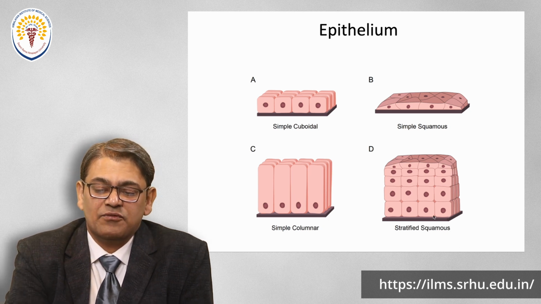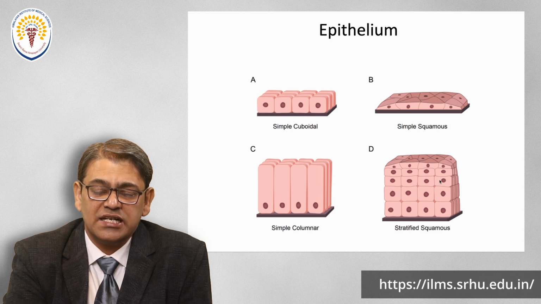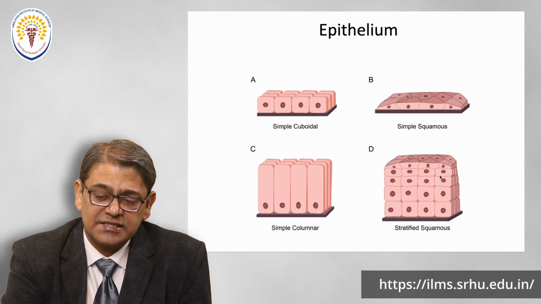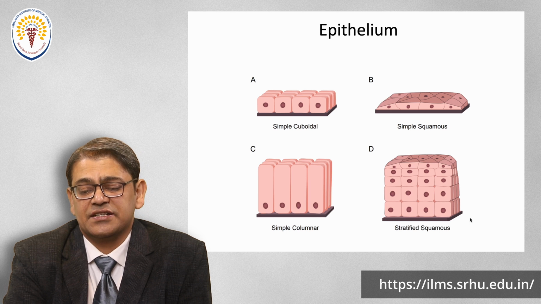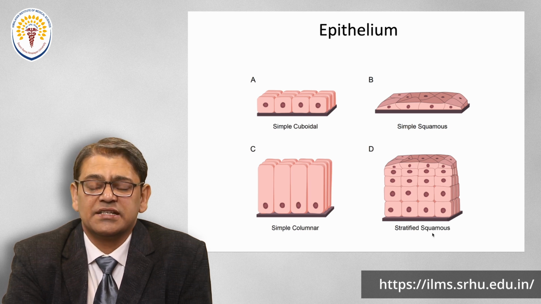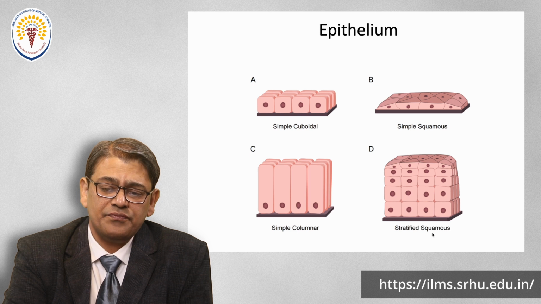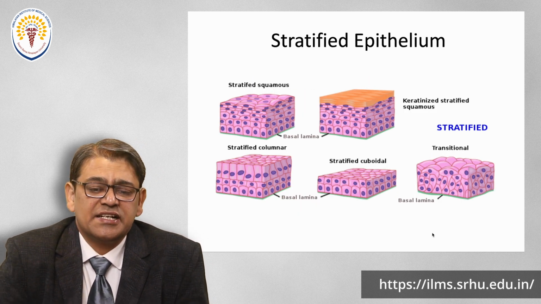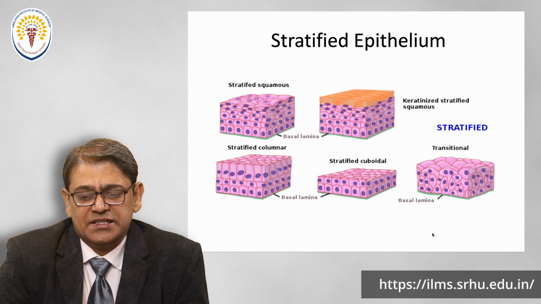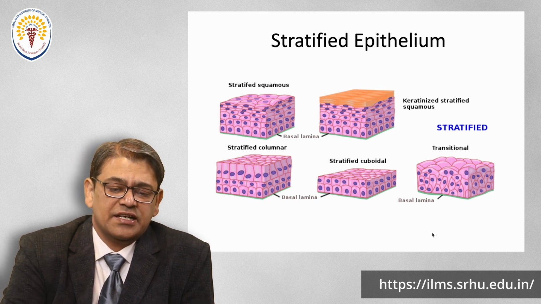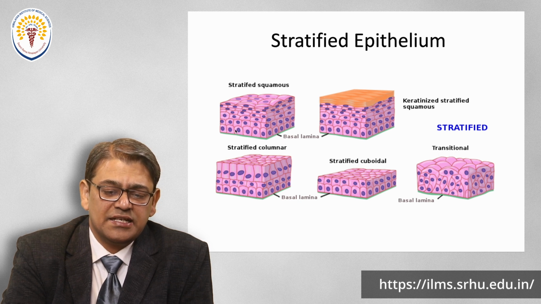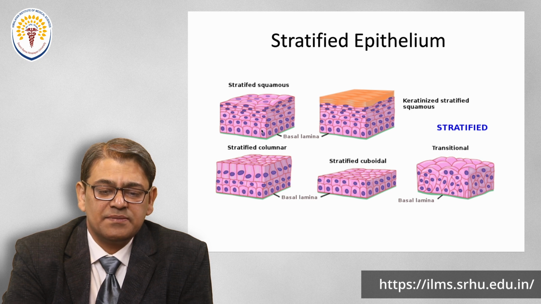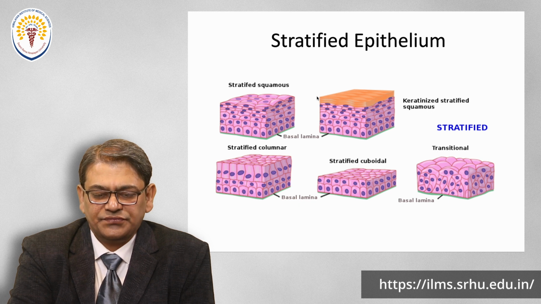And last, we see what would happen if more than one cell layer is present, and that is named stratified squamous. Let's take this one as an example, but other stratified types exist. In this slide, various sorts of stratified epithelia are present. Again there is a basal lamina or basement membrane, and on that the cells are arranged in multiple layers, which gives a unique quality of strength.